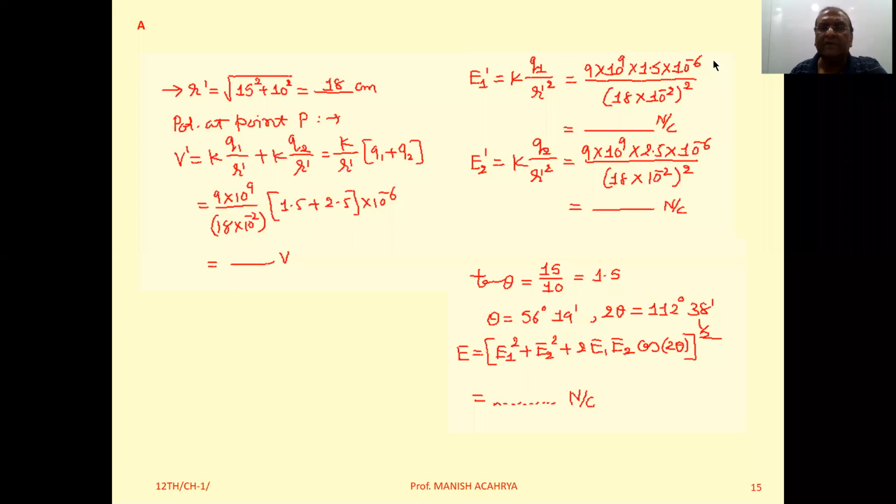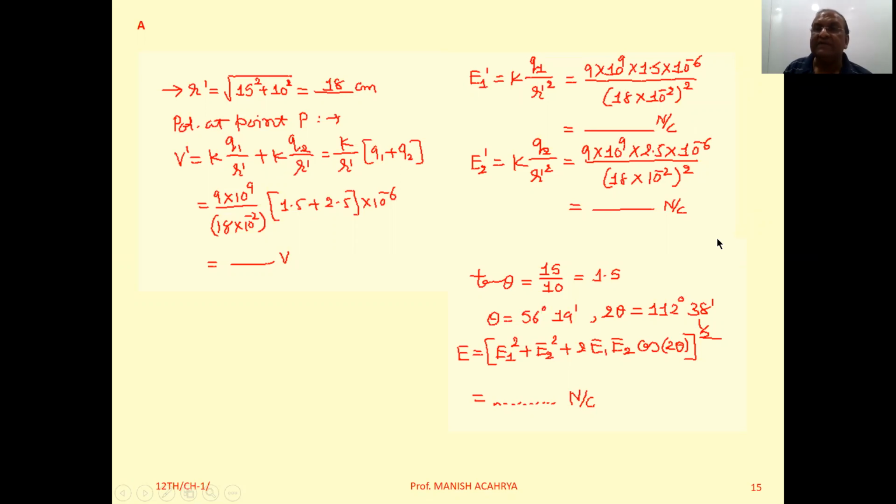Now tan theta is 15 by 10, that is equal to 1.5. Now from the table of natural tangent, we can find theta and it comes to 56 degree and 19 minute. But here the angle between two electric fields is 2 theta. So multiply this one by 2. So 2 theta is 112 degree and 38 minute.